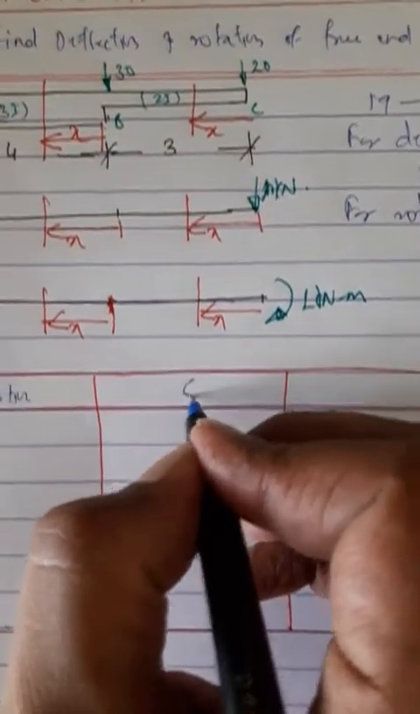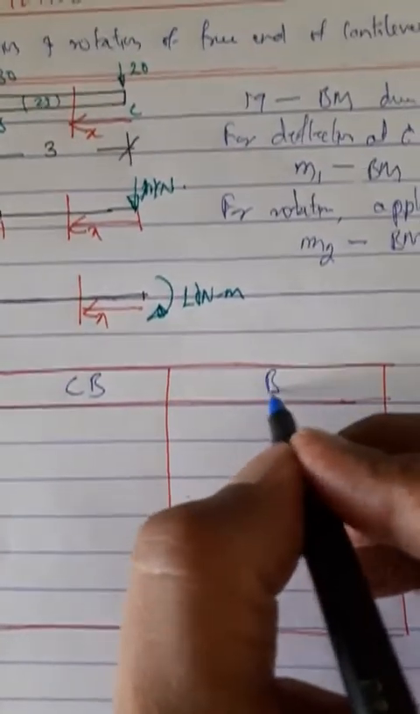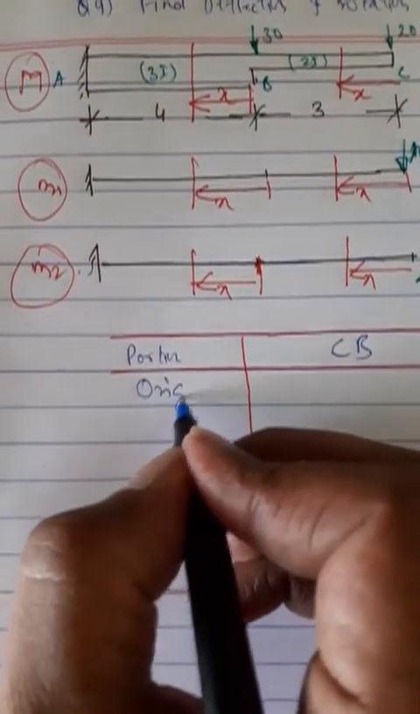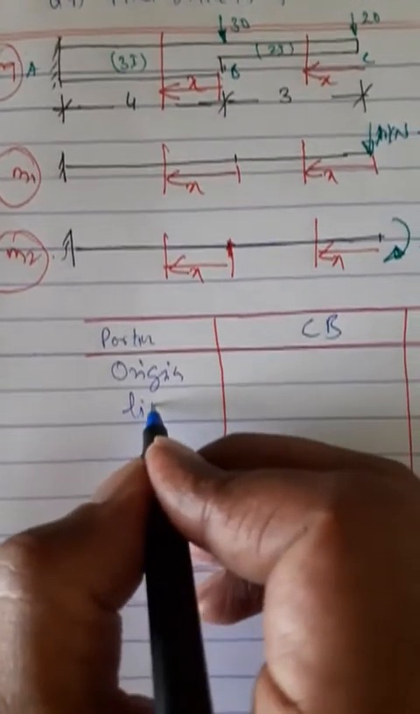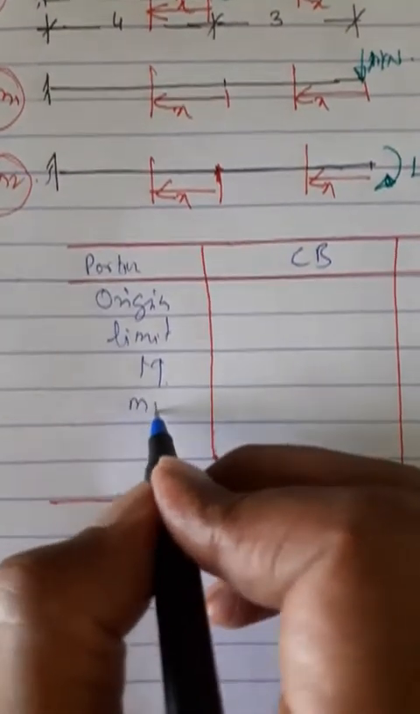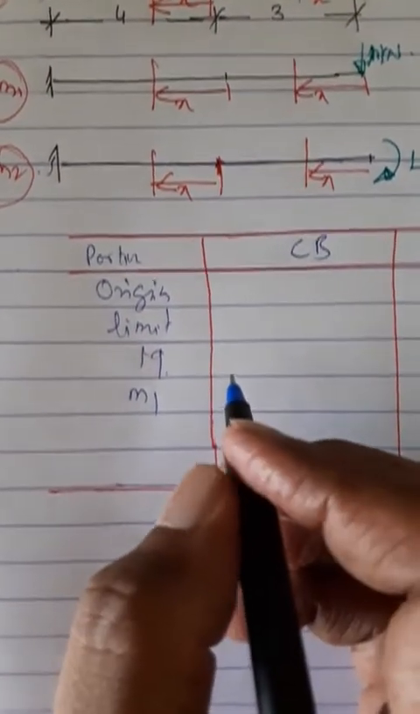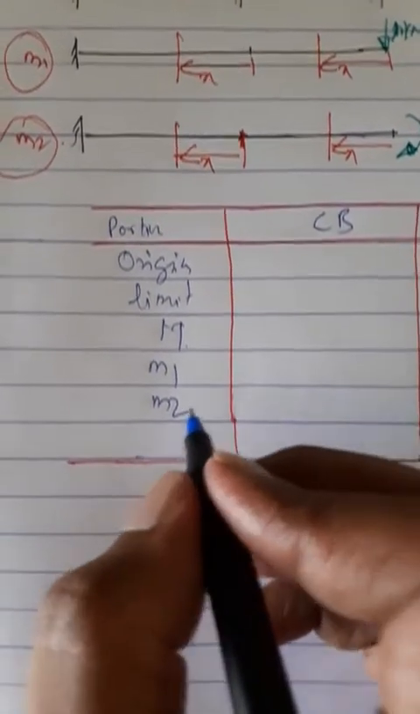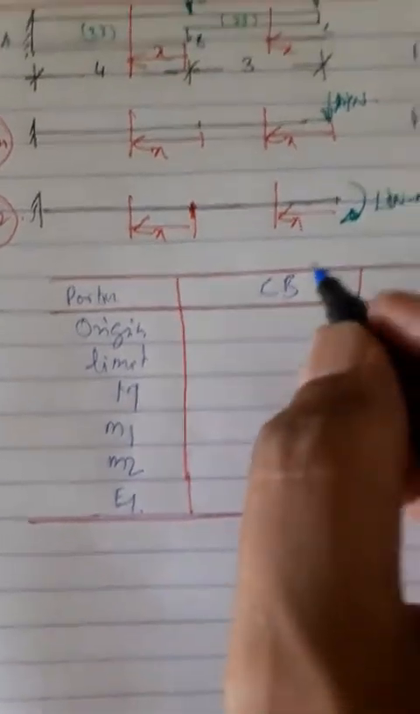Now put the table. Now go on filling up the table. So first write the sections. First will be portion CB and BA. So you have to find your origin, limits, capital M, moment due to given loads, M1, moment due to unit load at C, M2, moment due to couple at C, EI values. Now CB.